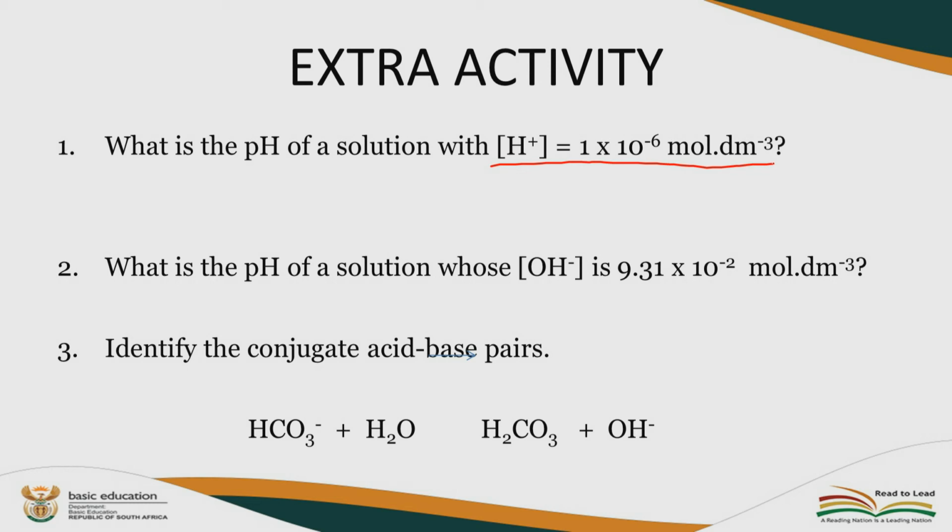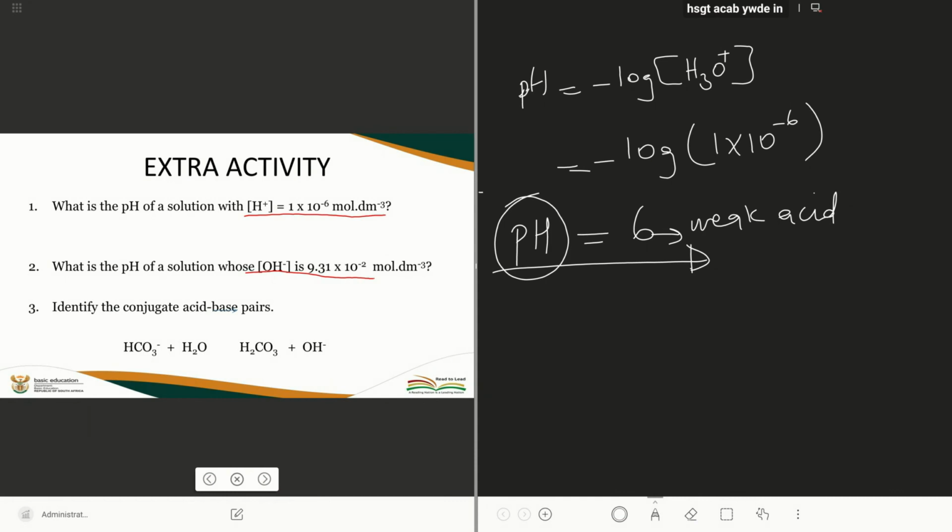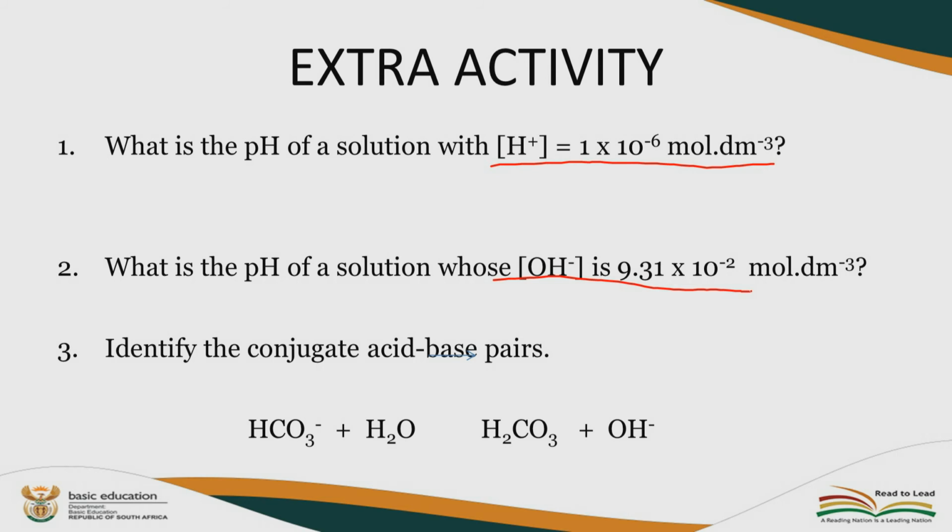So on the second one, you are now given the concentration of the hydroxide ions. We know that when we are given the concentration of the hydroxide ions, we cannot just say pH is equal to the concentration of the hydroxide ions. The pH will always be based on the concentration of the hydronium ions or hydrogen ions, and not the hydroxide ion. So the first thing you need to do, from this concentration of hydroxide ion, is check how many hydrogen ions there are.